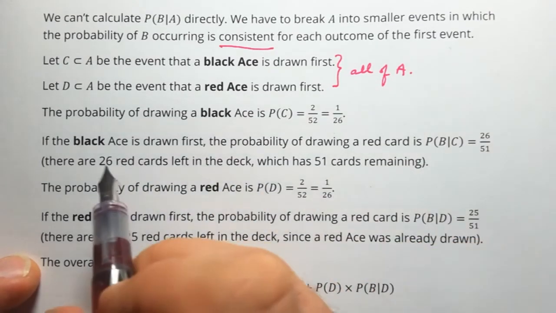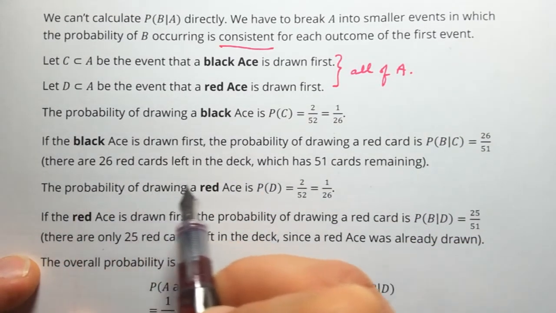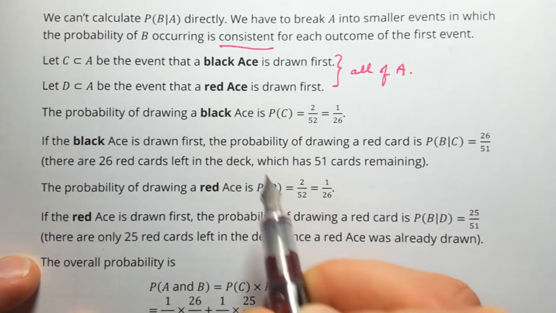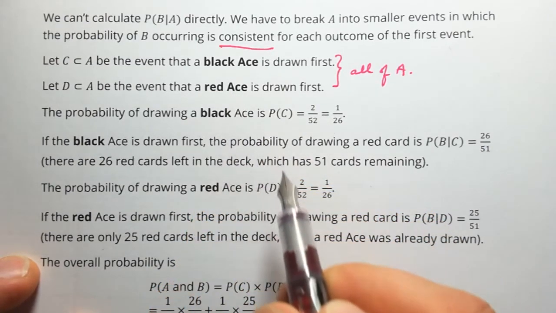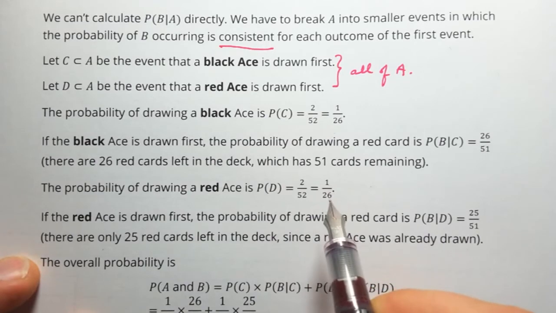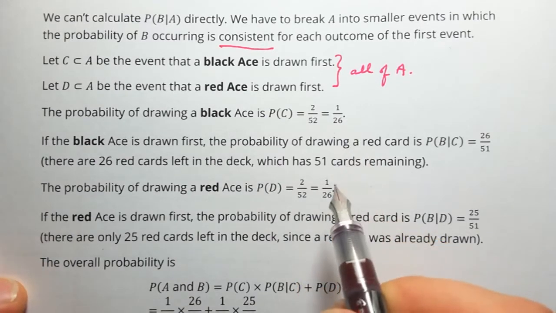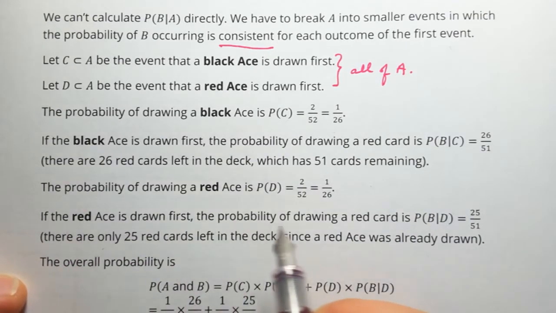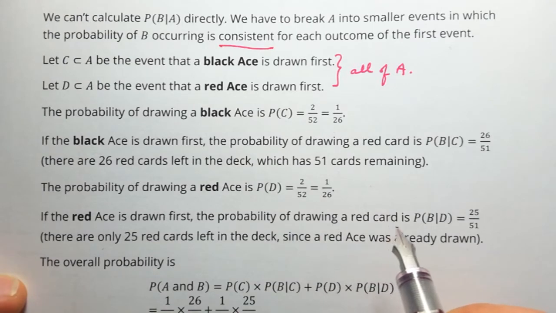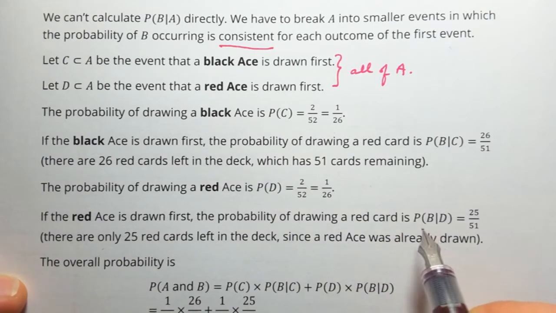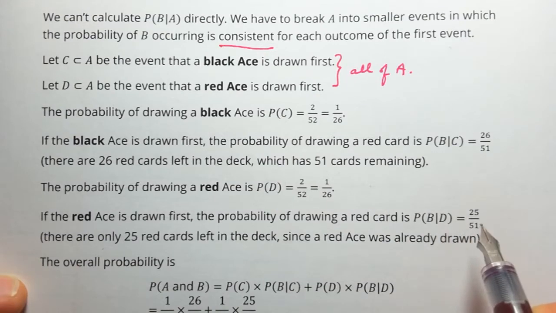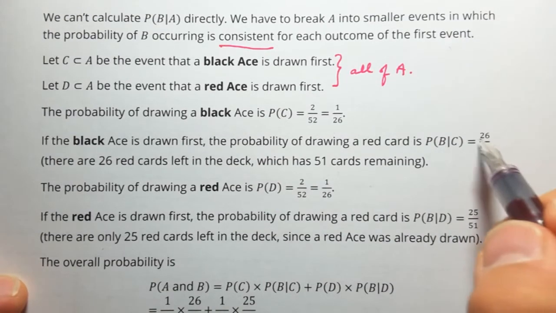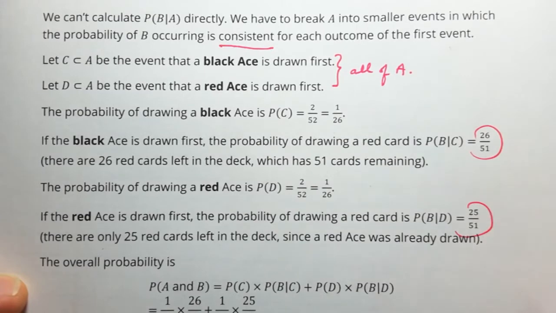Now for red aces, that's this next line here, that's P of D. D is the red ace event. Also 1 out of 26. That's interesting. Those are the same number. Doesn't matter at all. But here's the part where it's different. If the red ace is drawn first, the probability of drawing a red card second is the probability of red card given a red ace was drawn, only 25 out of 51. So see the difference here and here.